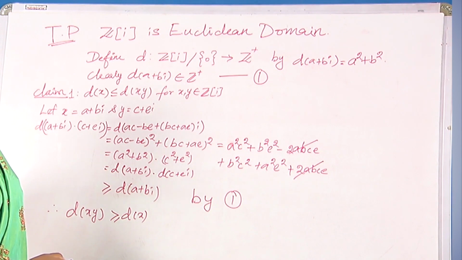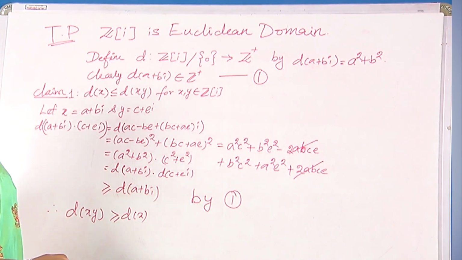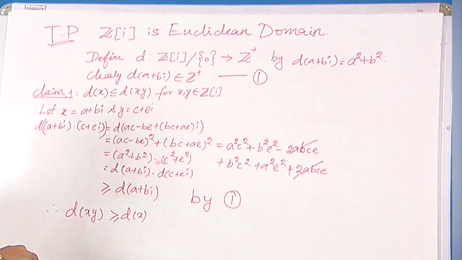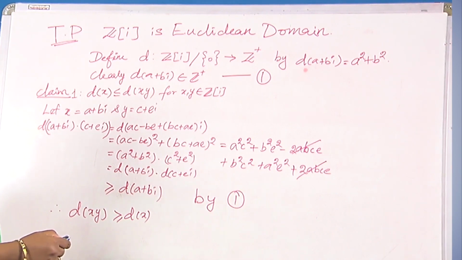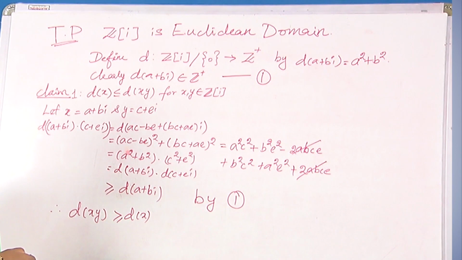So, when we expand this, it becomes a squared c squared plus b squared e squared minus 2abce plus b squared c squared plus a squared e squared plus 2abce. These two get cancelled and we are left with these 4 terms alone, and among these 4 terms we can take c squared common here, and here we can take e squared common among these 2 terms. So, after factorization it will become (a squared plus b squared) times (c squared plus e squared). By the definition we have said that a squared plus b squared is nothing but d of a plus ib. Therefore, this will become d of (a plus ib), which is a squared plus b squared, and c squared plus e squared becomes d of (c plus ei).